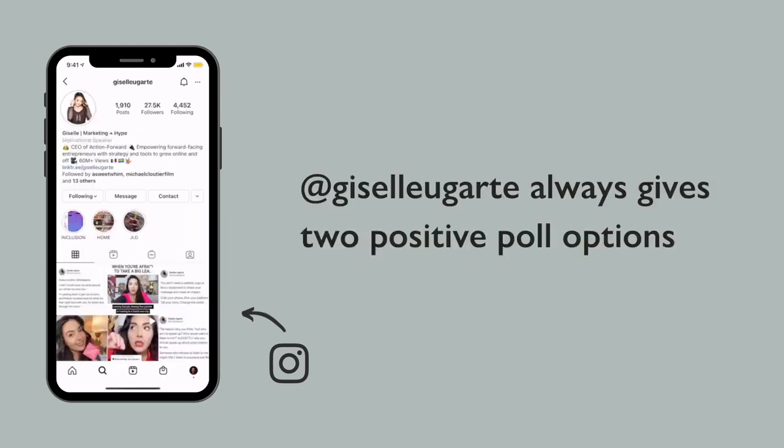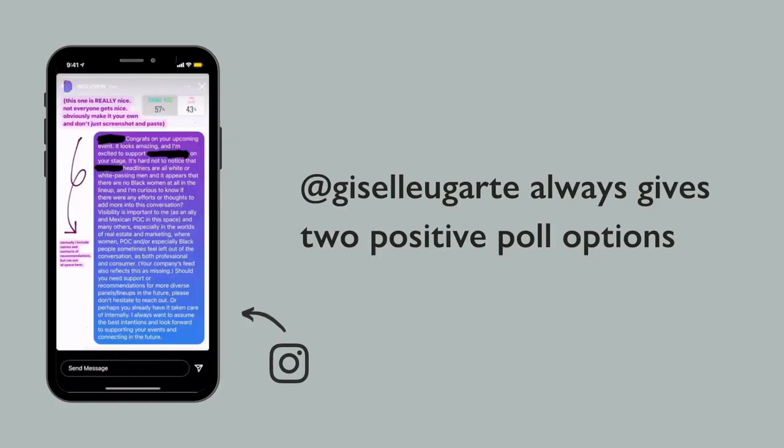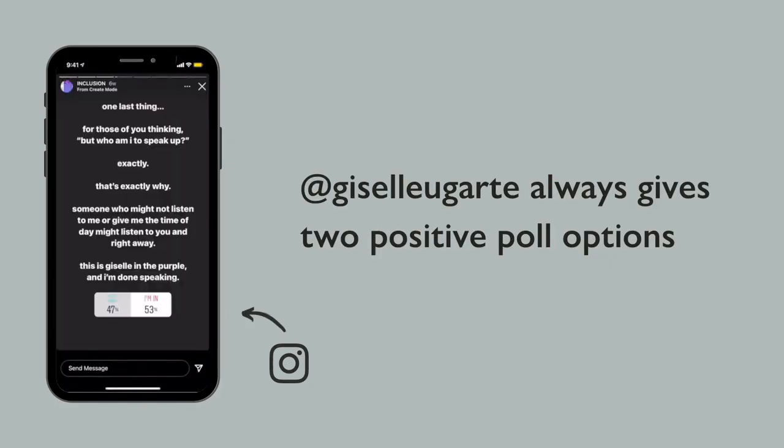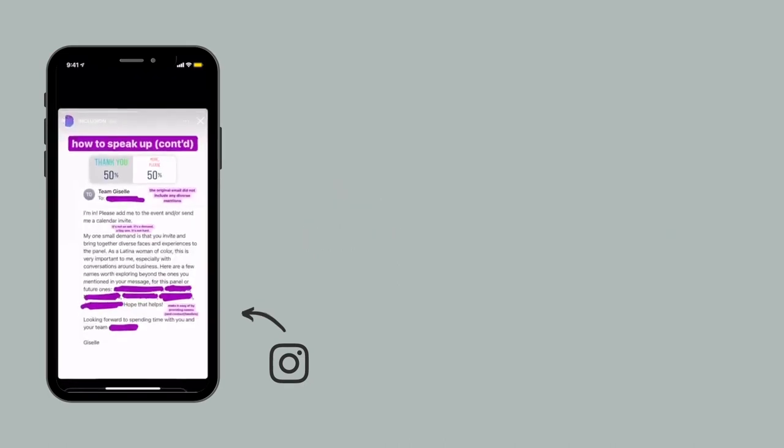My friend and client Giselle does a really, really good job of this. If I open one of her Instagram stories, you'll see here's an example. Rather than saying yes or no, she gives two options: you're right or I'm in. Both positive sentiments, and I definitely recommend using that strategy here on Instagram.